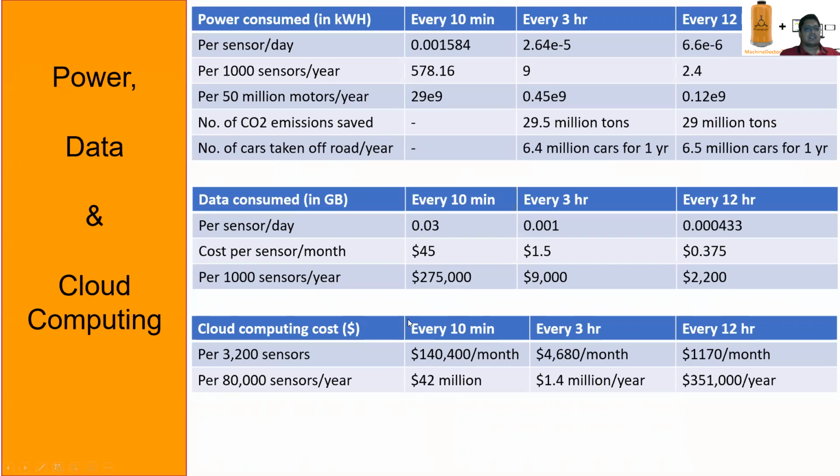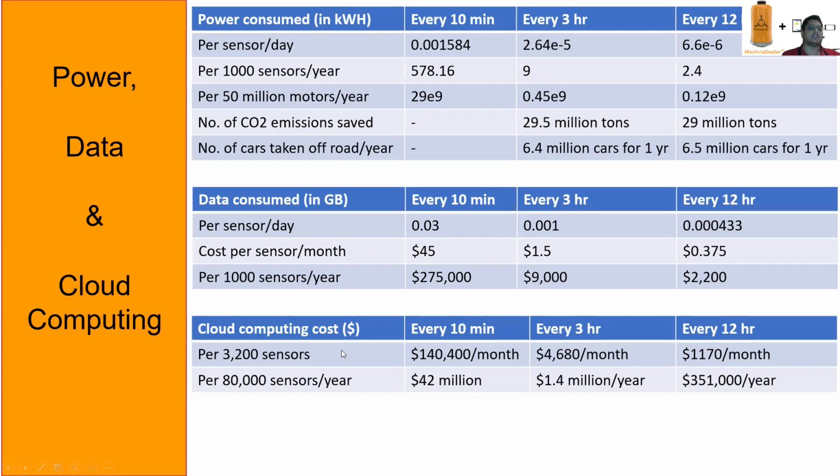That's just the power cost. And when it comes to the data cost, it's even higher. So just the data cost of 1,000 sensors per year for every 10-minute waveform would be close to $275,000, as compared to a mere $9,000 per year with every 3-hour waveform data, and $2,200 per year with every 12-hour waveform data, which is completely manageable.